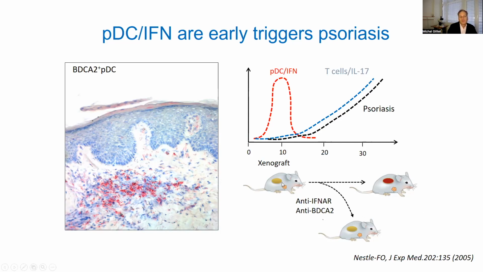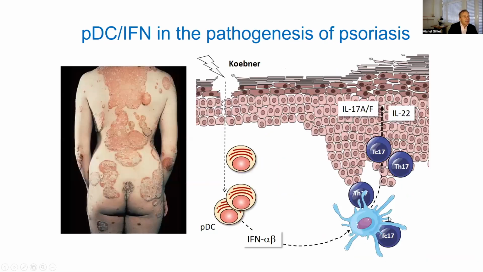We looked into this graft and we saw that indeed there is a very quick activation of PDC to produce type 1 interferon, leading then to a Th17 response and development of psoriasis. And we showed in this model that if we block interferon receptor signaling or we block the ability of PDC to produce interferons, we can completely block the development of psoriasis. So this indicated to us that PDC infiltration and activation to produce type 1 interferon is a very early trigger of psoriasis pathogenesis, with the activation of conventional dendritic cells and Th17 cells, which by producing IL-17A, F, and IL-22 induce the psoriatic phenotype.